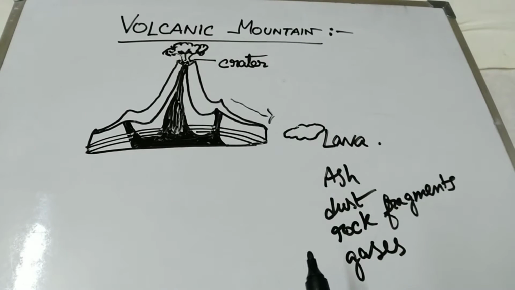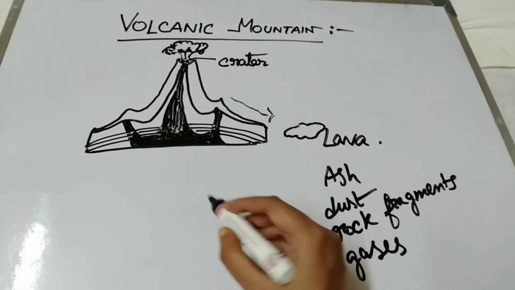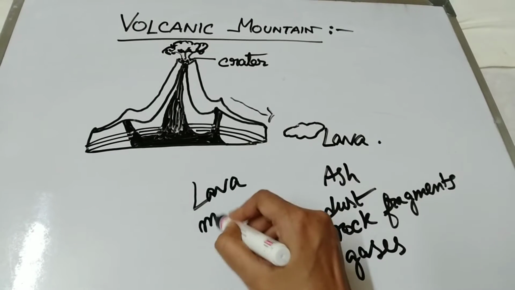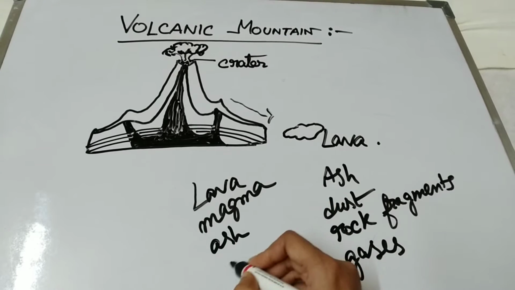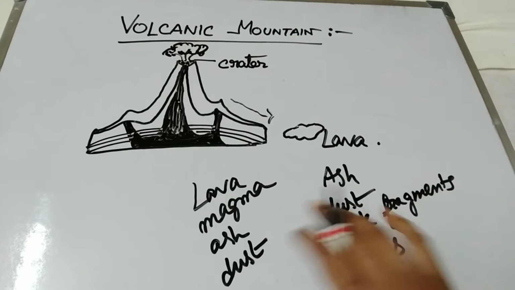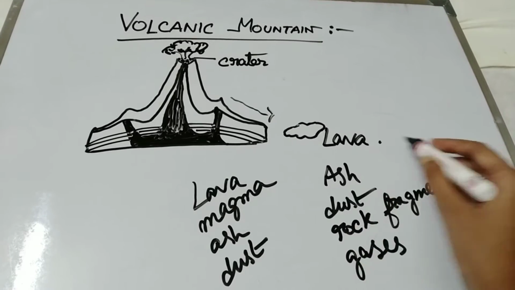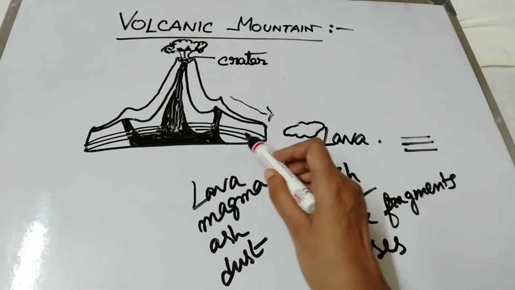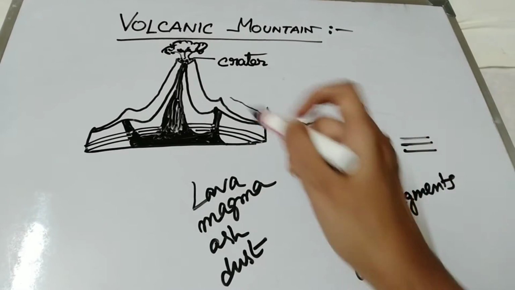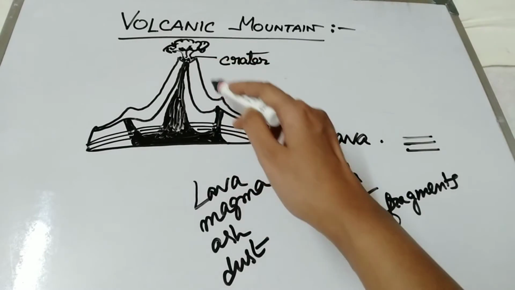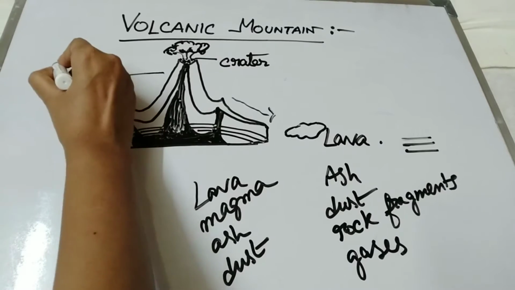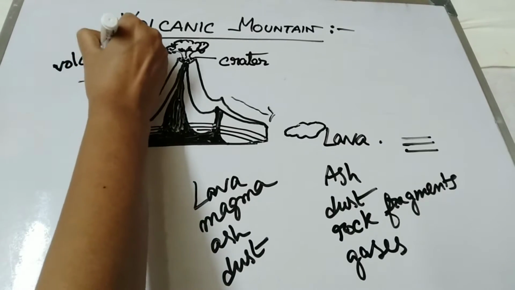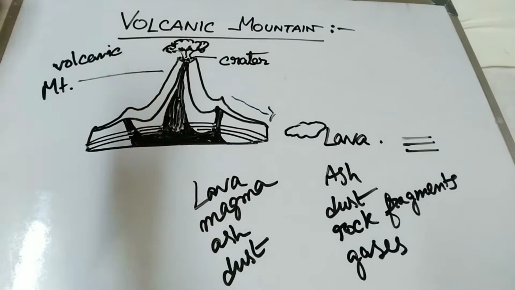These volcanic mountains are formed from lava, magma, ash and dust. So these materials are deposited in layers and layers like this. And these make a cone. These volcanic cones are called volcanic mountains.